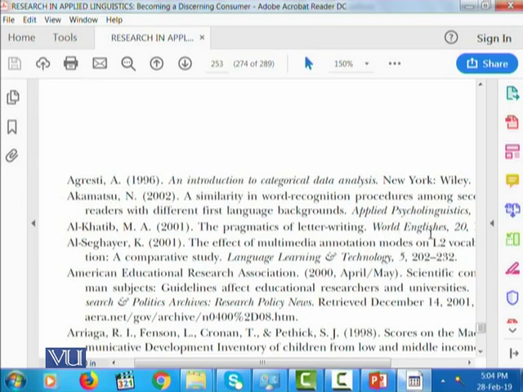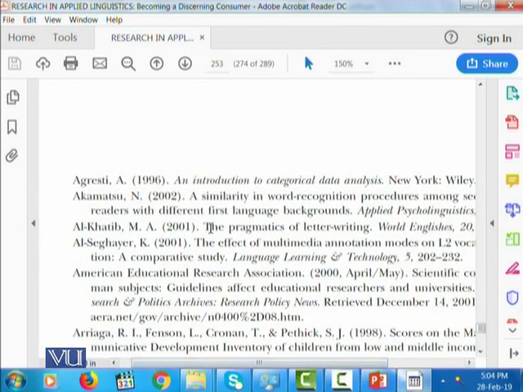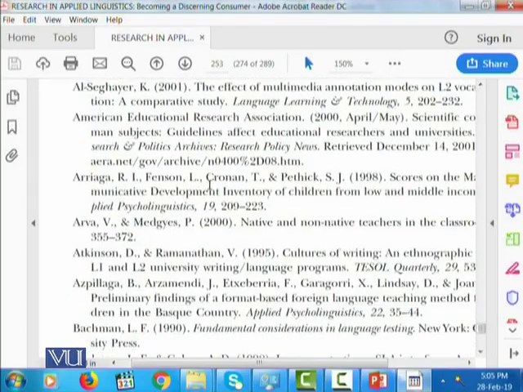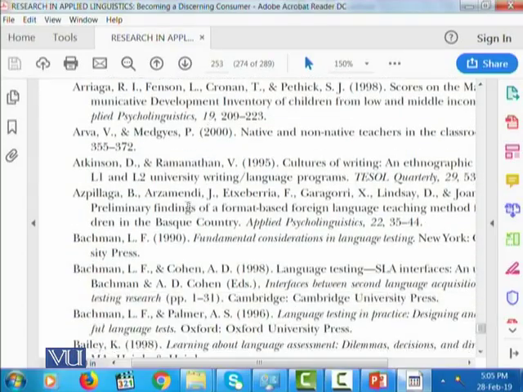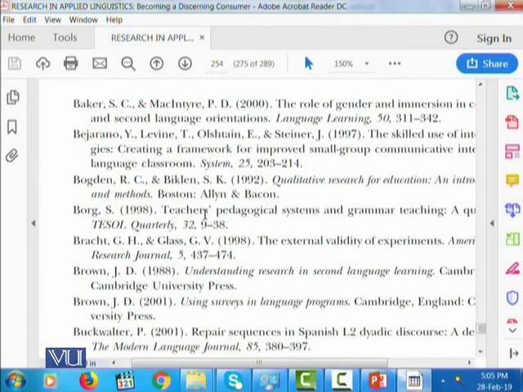This is the name of the journal, which is given in italics, and this is the topic which is there. Further, you can see that the journal volume is 20, and the pages are from 179 to 200. So you can explore these primary researches. These are primary researches given in the list of references in this book, and it is a source from where you can further explore and use them.